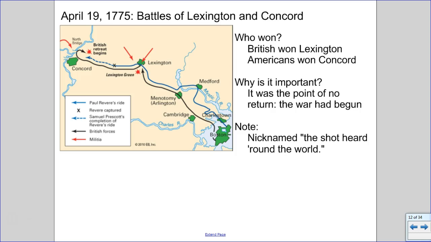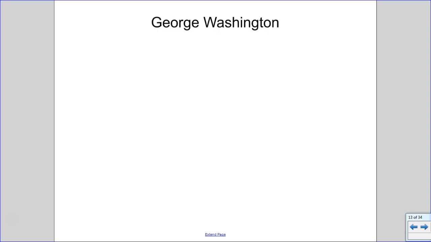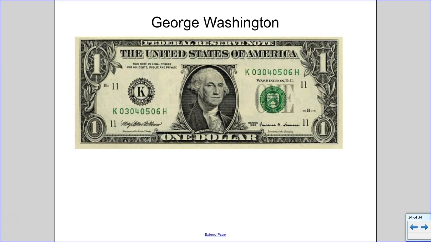One important note, whoever fired that first shot at Lexington, that became known as the shot heard round the world. This was a group of colonists rising up and rebelling against the British Empire. This was basically unheard of. The problem now is that we don't actually have a leader of the army. Up steps George Washington. So let's get a picture of George Washington.